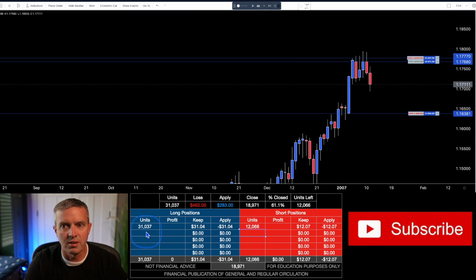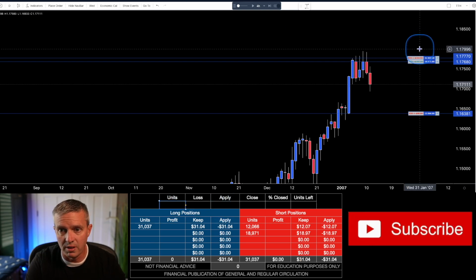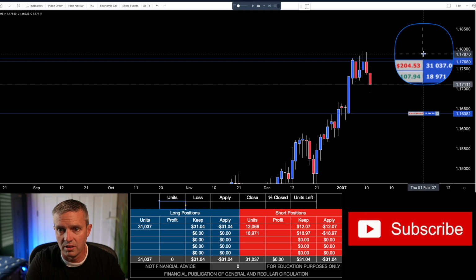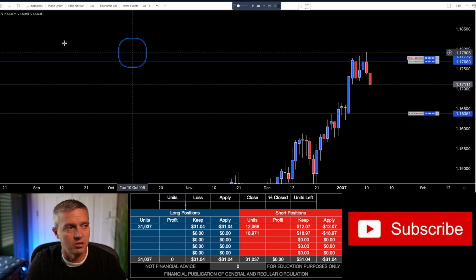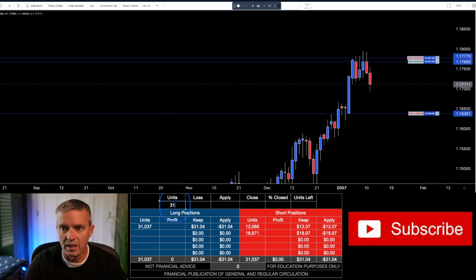Now we have 31,000 on the top side and we have 12,066 down here, but we also have a short position of 18,971. And that's the one that's in the money. The one we're going to trim though is this long position for $204. It's out of the money. We've got 31,037. It's out of the money, $204, and we're going to apply.